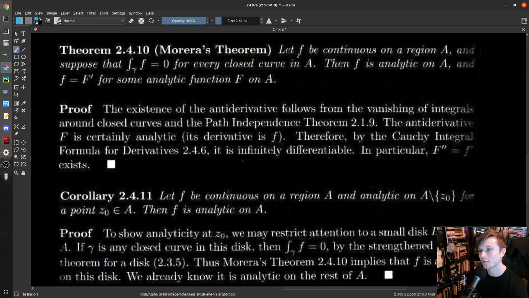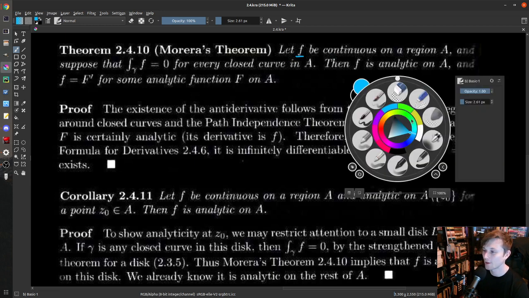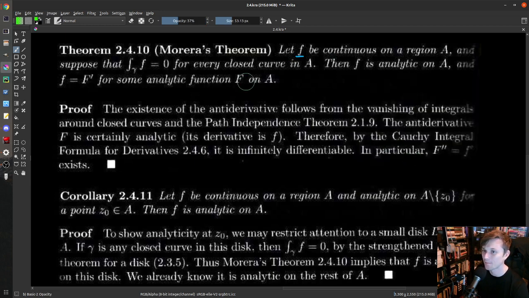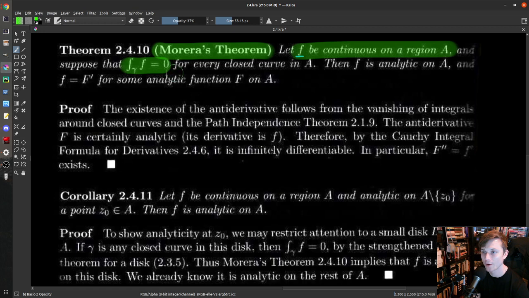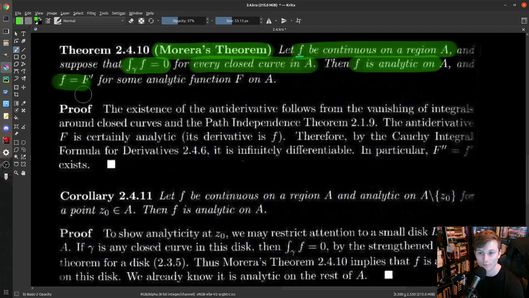Morera's theorem says that if f is continuous on a region A and the integral around every closed curve in A is 0, then f is analytic on A, and f is equal to F prime for some analytic function F on A. So not only is it analytic, but it's got an analytic antiderivative.